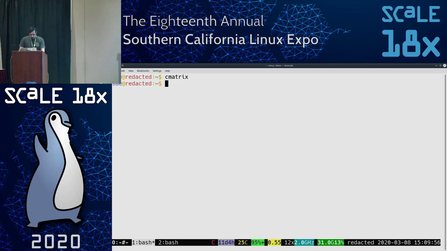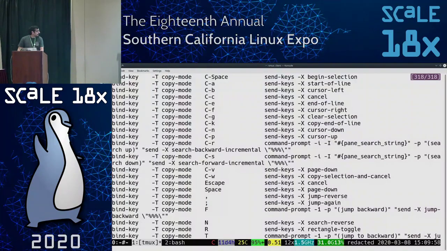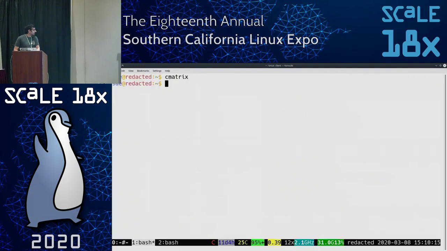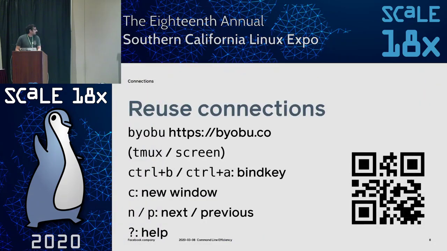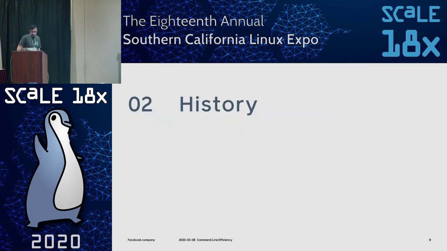It's worth mentioning that the bind key followed by a question mark will give you the documentation for all of the different bindings that are currently configured in your terminal multiplexer. So this is the full list of documentation. You can check out the man page for Byobu or the man page for Tmux for a lot more details. The site for Byobu is in the QR code on the display.